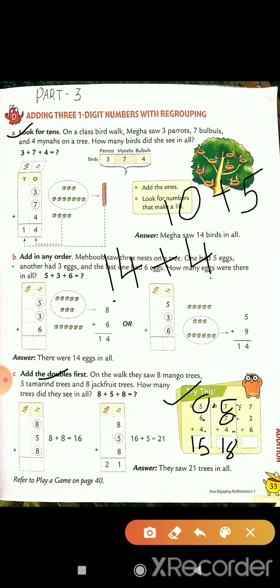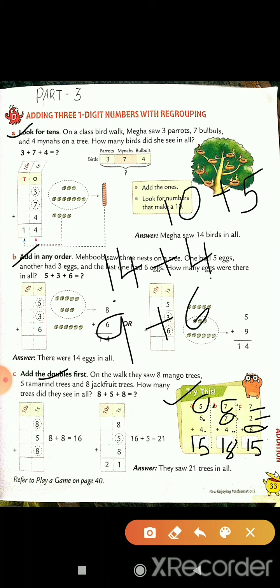Let us go with the B method, that is add in any order. So first let us add 7 and 2 together. 7 plus 2 is equal to 9. And now add this 9 with the remaining number, that is 6. So 9 plus 6 is equal to 15. So we can write here 15. Got it, students?